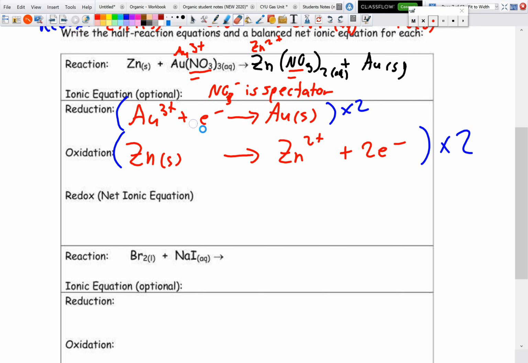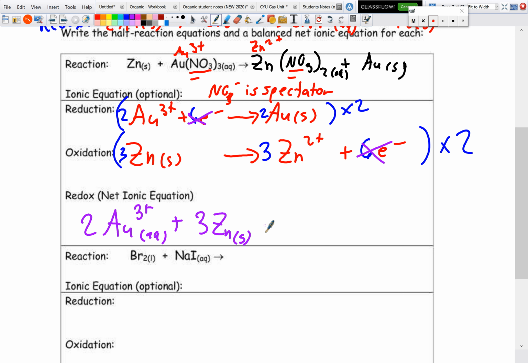So now the new coefficients in front of gold and zinc. For gold, we're going to have 2, 6, and 2, and for zinc, 3, 3, 6. The only thing that's going to cancel out in this case is our electrons. And our redox, we got 2 Au3 plus, plus 3 zinc solid, produces 2 Au solid plus 3 zinc 2 plus, which is aqueous. And that's how we go about these.